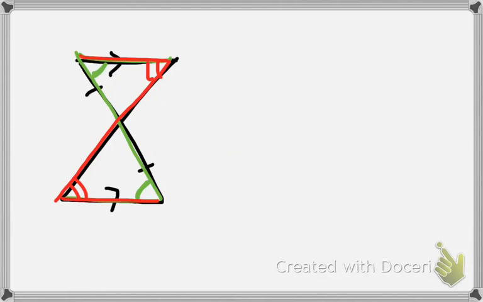So now when I look at this, I can see that I have two pairs of angles and a side. I have an angle here, and a side here. The side is not between the two angles. So this would be angle, angle, side.